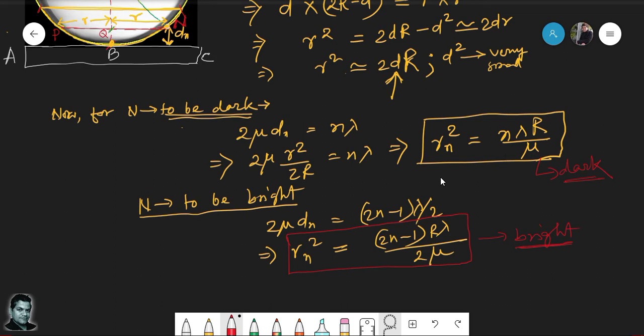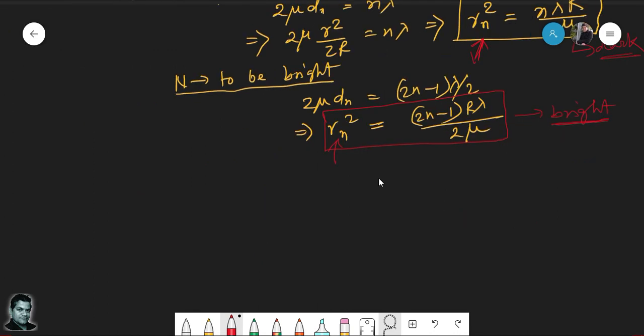So these two conditions would give you at what radius the circles would be bright or dark. Now generally in the Newton's rings experiment, we don't talk about the radius, we talk about the diameter. So the diameter is just double of that. For the nth ring, the diameter D_n is equal to 2 r_n, and you place this into these two conditions.